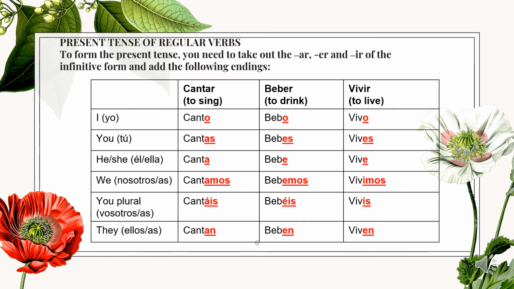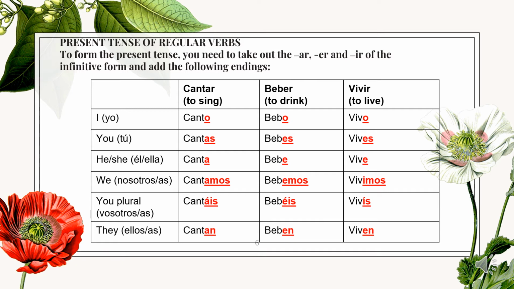So if you look at the endings for the I form, the three conjugations, so the three groups, they all finish in O for the I form. Then the you form, singular, you've got an A, AS for AR verbs, and then the ER and IR verbs behave in the same way. And they do it for all of the persons. So if you look at the beber and vivir column, you can see that they behave all the same except for the we form, where we have an emos for the ER verbs because it's an ER verb.